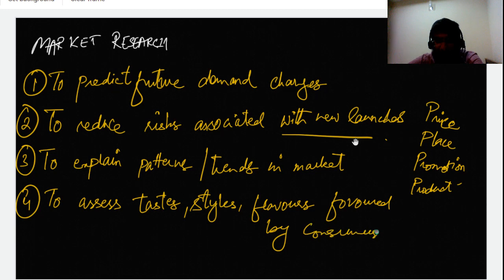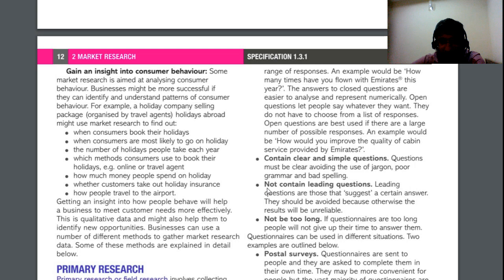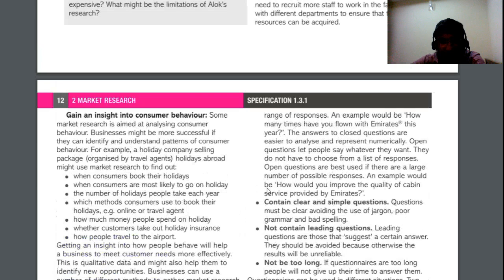All right. Okay, so this is what a business does the research for. The next question is, now that they know what they want to do the research for, how would they do the research? What would be the steps involved in market research? So steps of market research, what would they begin with? They would begin with primary research, and then they will go for secondary research.